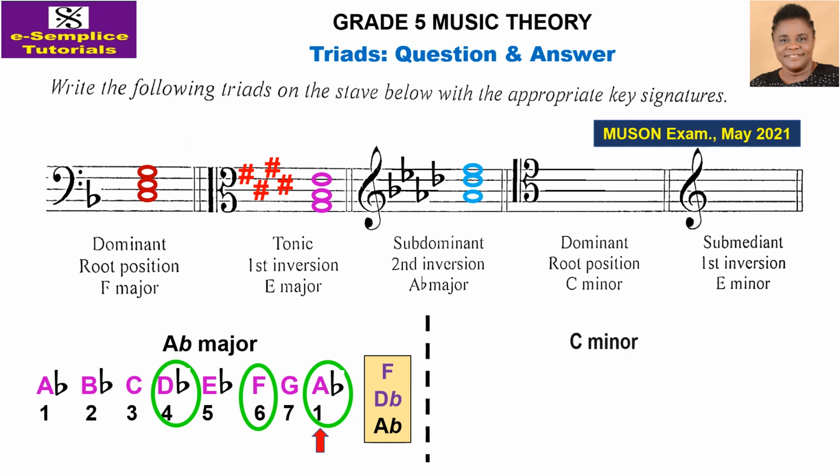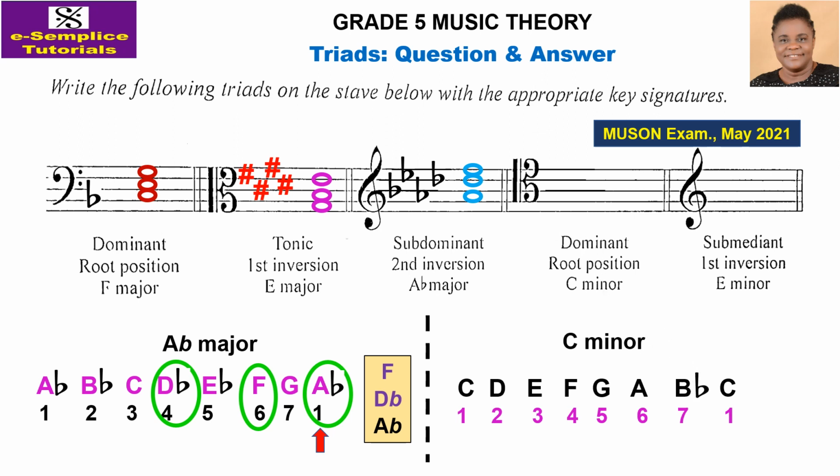Next is C minor. Let's write the key signature of C minor first. So this is tenor C clef. So please watch. Let's work out the notes first before we now go to the stave. These are the notes in C minor. Add the natural key signature accidentals of C minor, which are B flat, E flat, A flat.